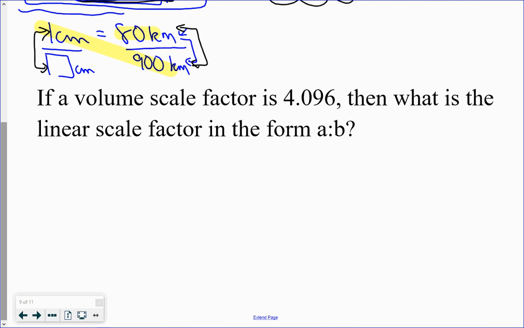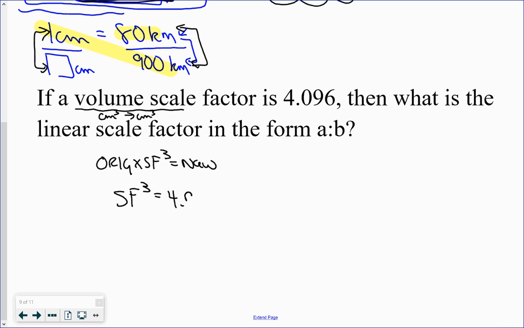Okay, next one. If a volume scale factor is 4.096, then what is the linear scale factor in the form A to B? So volume scale factor, so if you remember from volume, it was usually centimeters cubed to centimeters cubed. That means that my formula was original times scale factor cubed gave me new. So this volume scale factor is represented as scale factor cubed equals 4.096. What I want is plain old scale factor.